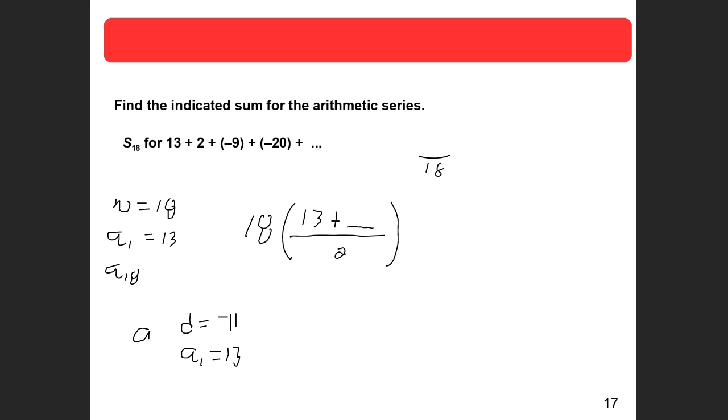So to come up with my formula, I'm just going to use 13 plus negative 11 times n minus 1. So that's 13 plus negative 11n plus 11. So negative 11n plus 24. Okay, so that should give me any term. So if I want to find the 18th term, I just plug 18 in here, plug that value in there, and work it out. That's all there is to it. It's fairly simple to do. It shouldn't cause too many problems.